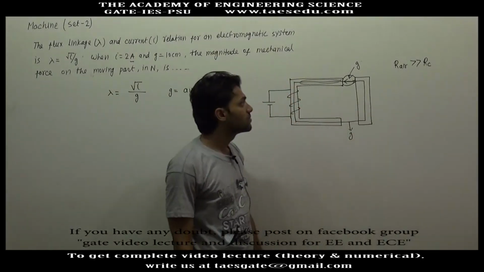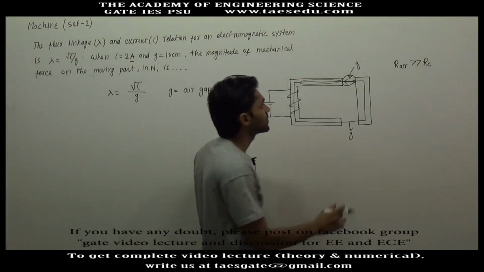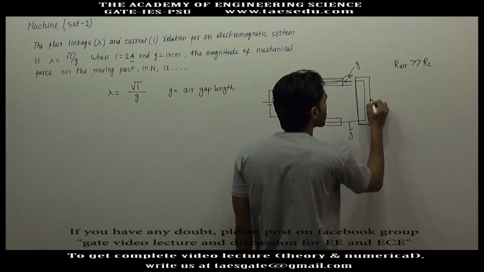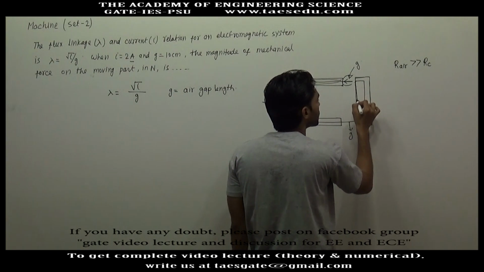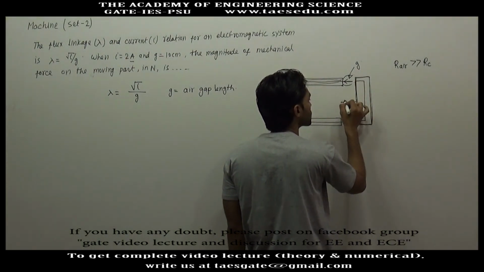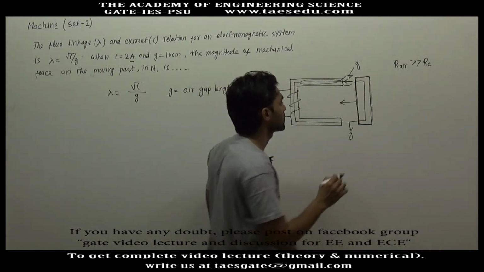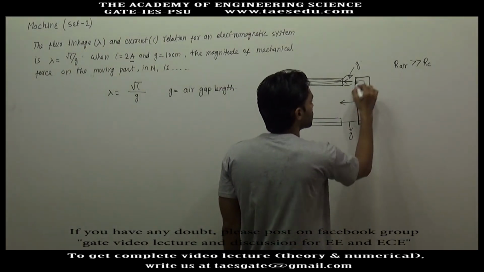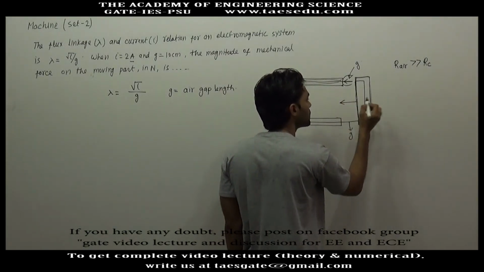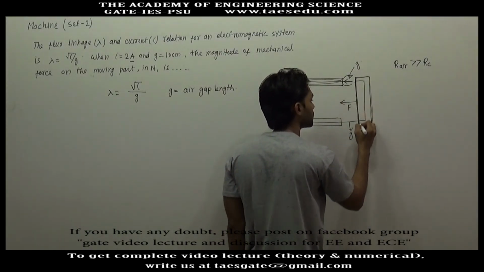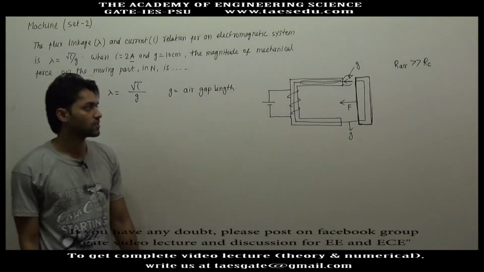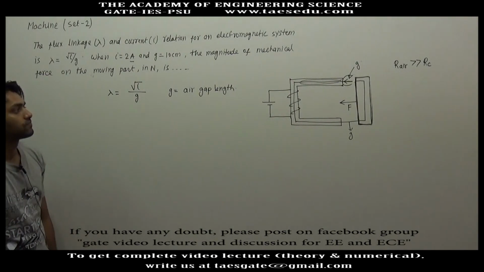And how will reluctance be reduced? The total reluctance, if this is also a core, if this core will move towards this setup, okay, there will be a force on this bar, on this material, such that the overall reluctance of the path is reduced.